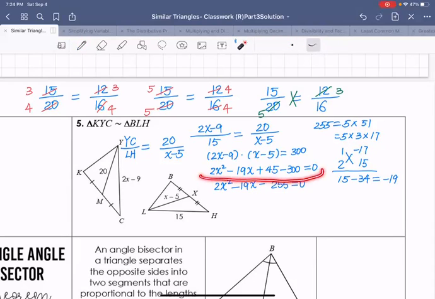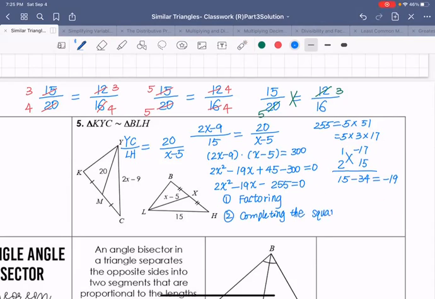This is about quadratic equations. In Algebra 1, we learned 3 different ways. Method 1 is factoring. Method 2, completing the square. Method 3, quadratic formula.